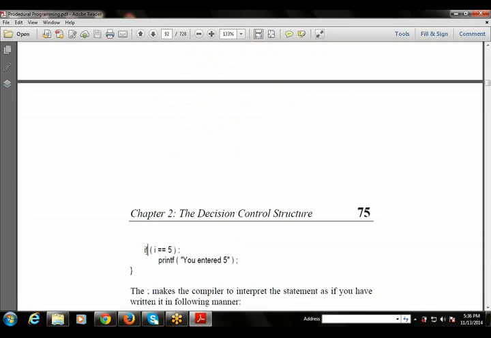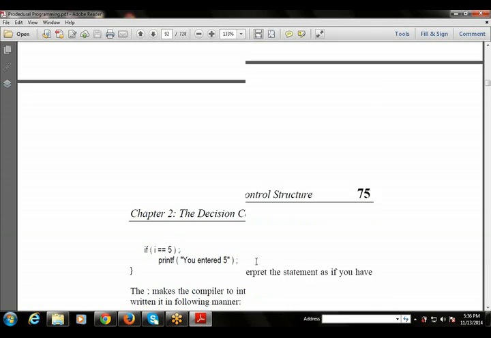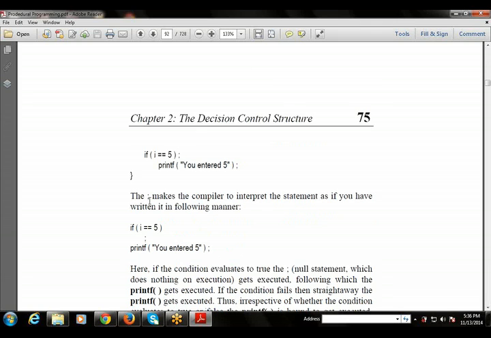This is wrong. Why is it wrong? Because it is using the semicolon after the condition. This is the condition, and the semicolon is used after the condition. The semicolon makes the compiler interpret the statement as if you had written it in the following manner: if it is equal to 5, then printf "You entered 5".